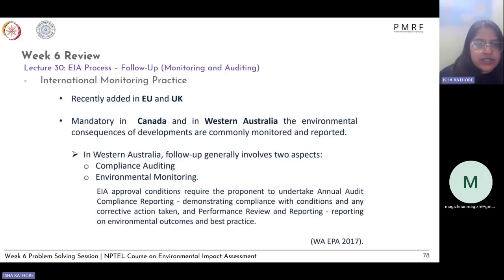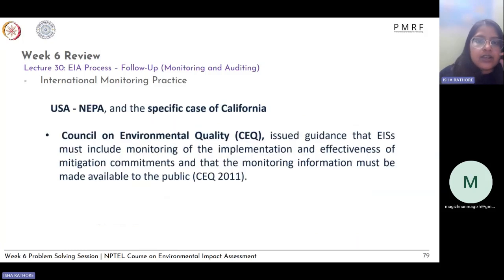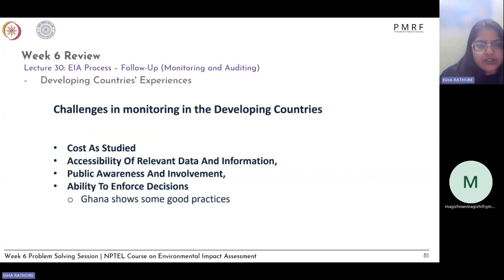Then we also looked at certain international monitoring practices in the EU, UK, Canada, and Australia, and specific cases of the US, Hong Kong, and in developing countries as well. So, certain challenges which are associated with doing monitoring in developing countries are, first, the cost for carrying out the monitoring study, because these agencies are usually on low budgets and low funding. So, that cost is one of the factors which affects the monitoring studies of projects. Then the accessibility of relevant data and information, public awareness and involvement, and the ability to enforce decisions.